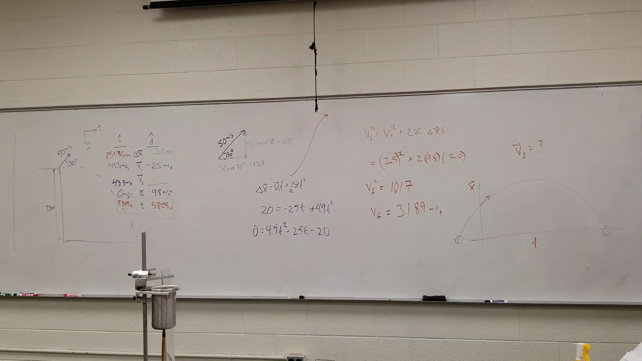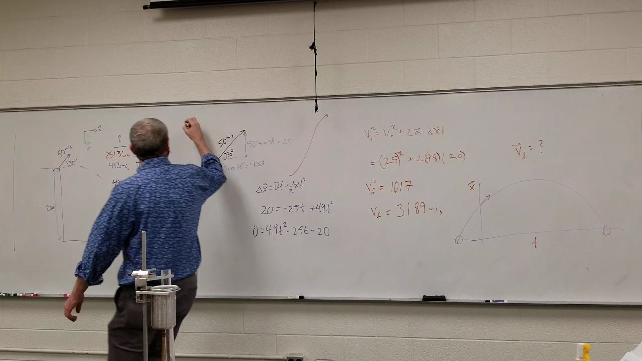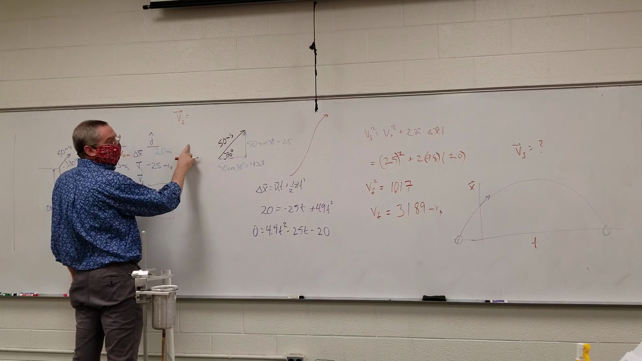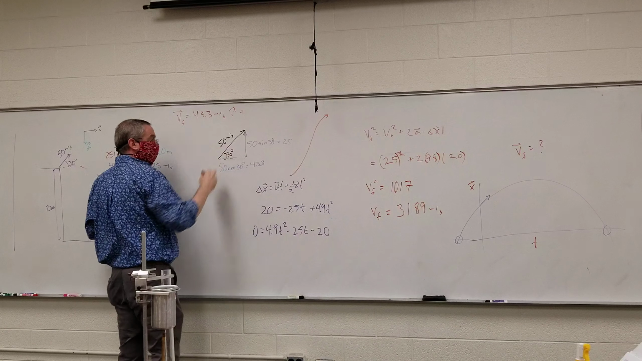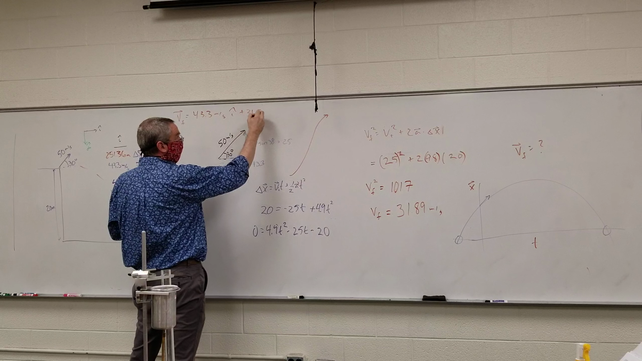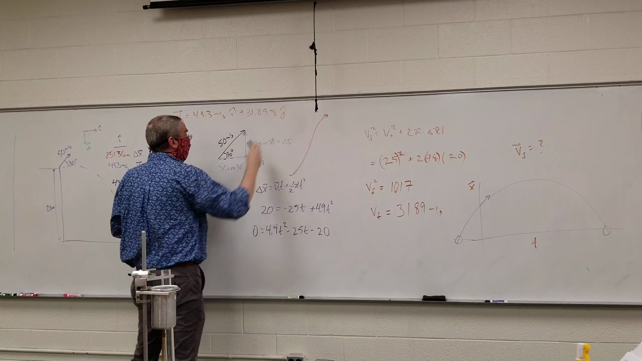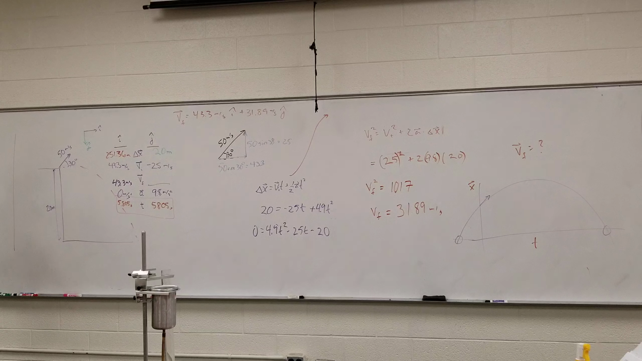Because again, once it hits the ground, my acceleration changes. We can't be using the kinematic formulas. So my final velocity is 43.3 meters per second i-hat plus, because down was positive, 31.89 meters per second j-hat. That's my final velocity. If I was feeling like it, I could ask at what angle does it hit the ground? In essence, asking you to convert that to polar. We've done that before. Not particularly important at the moment.